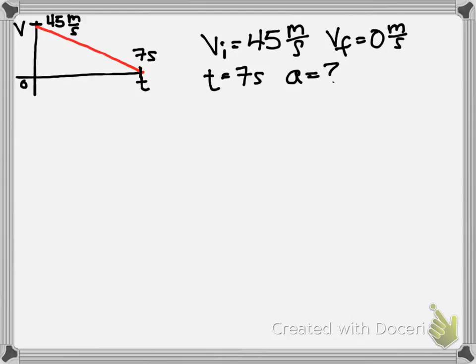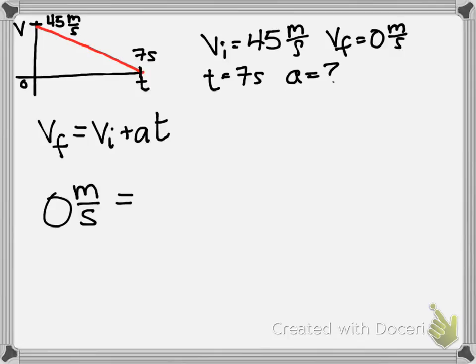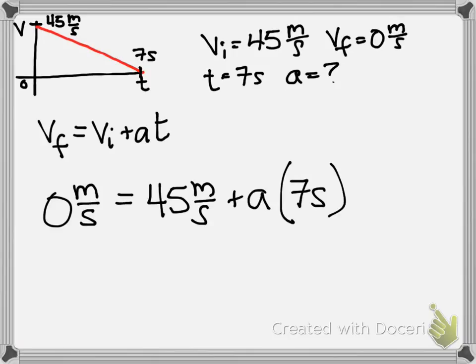So when I'm doing the next step, I'm looking for an equation that I can use to relate velocity initial, velocity final, time, and acceleration. And we happen to have one that does just that. So that equation would be v final equals v initial plus at. And plugging values into that, I get 0 meters per second equals 45 meters per second plus a times 7 seconds. And as always, I strongly encourage you to include units in your work.